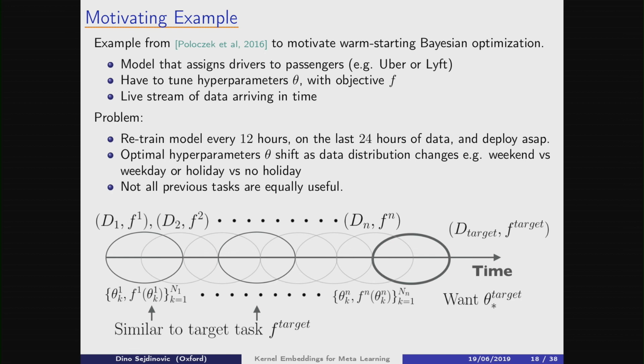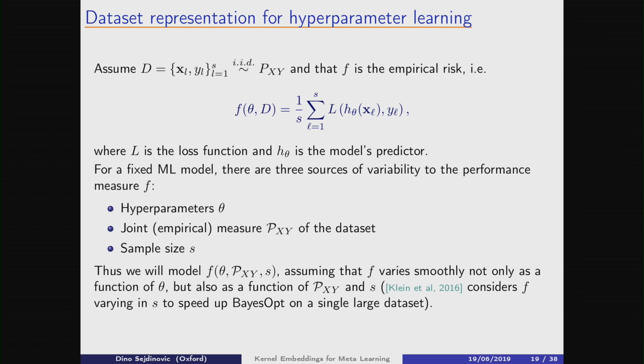So here's how we start representing the data set. The data set comes from some probability distribution, and in particular, it's a joint probability distribution of the inputs and the outputs. How do we usually think about performance measure? We think of performance measure as some notion of an empirical risk, say on a held out data set, computed like that. L is some loss function. H sub theta is the model's predictor. So that's what the machine learning model gives me for a given hyperparameter theta.